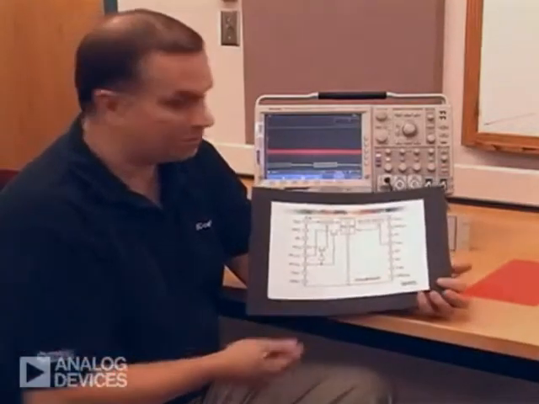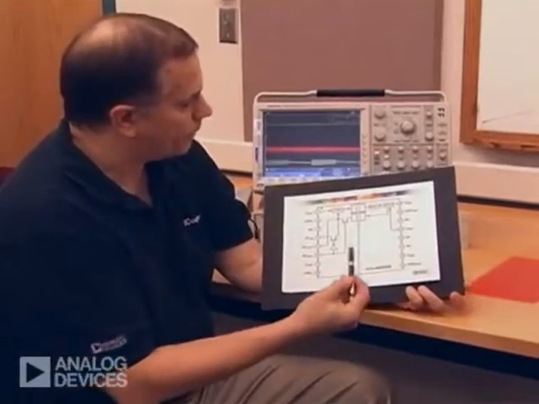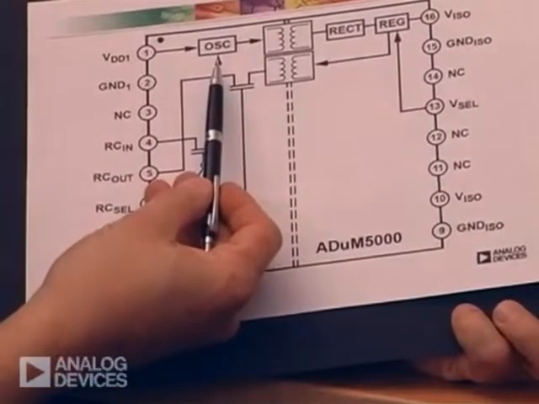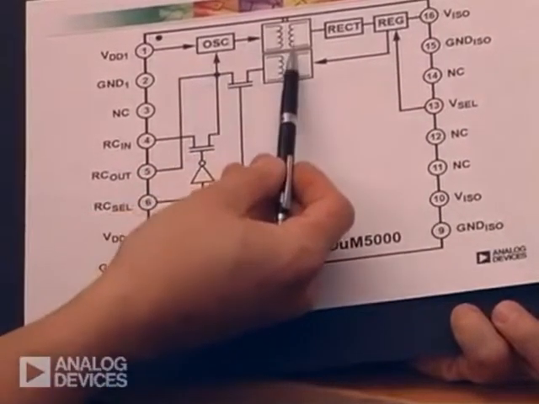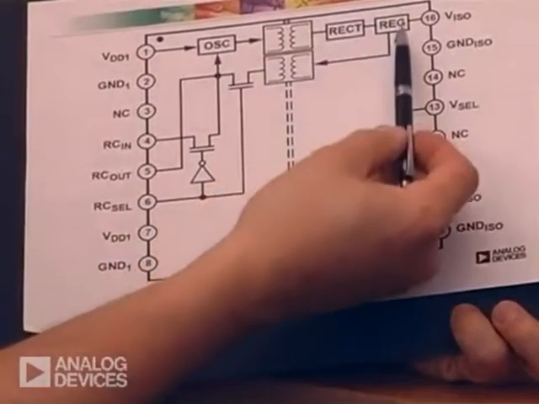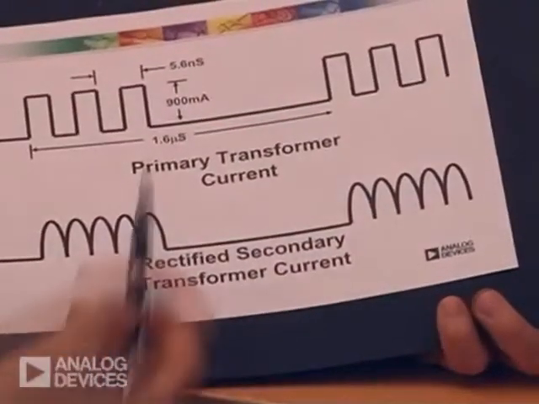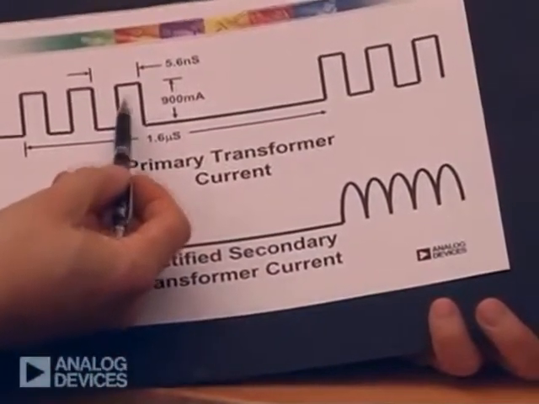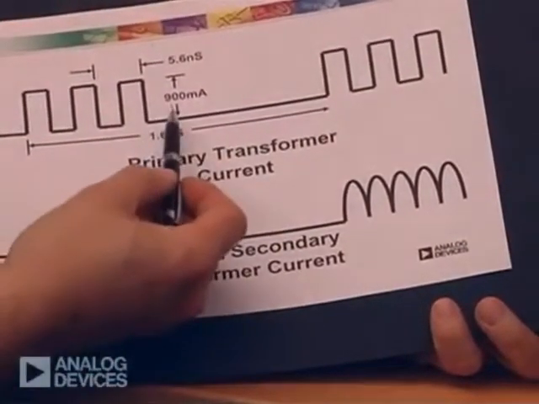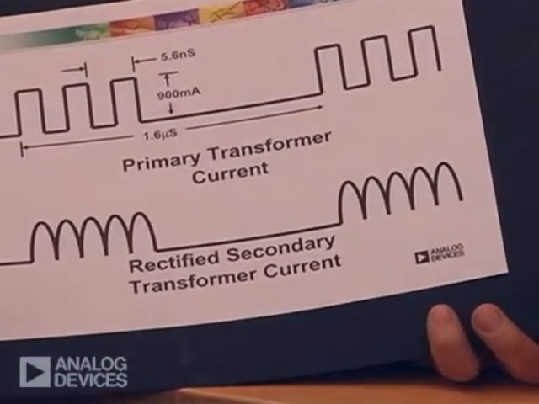If you look at our ADUM5000, for instance, the power supply only part, we have an oscillator which generates 180 megahertz switching frequencies into a very tiny transformer. The signals are then rectified and regulated at the output. The issue is that these signals are extremely fast. The pulse period is only 5.6 nanoseconds, and the actual pulses themselves can be up to 900 milliamps at high voltages.